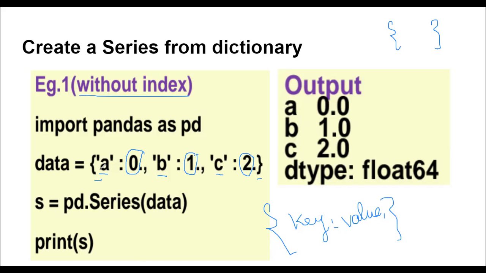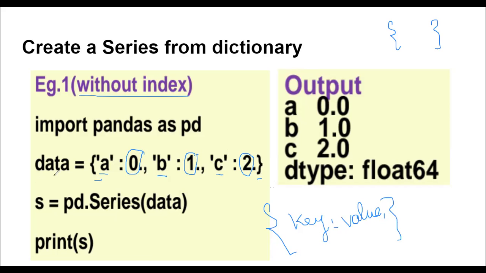So here it is a key, colon, my value. I want to store a float value, so 0., comma, then the next key is B, then colon, then the value 1., that is again the decimal value. Then the next key, colon, the next value, and I close the curly bracket.